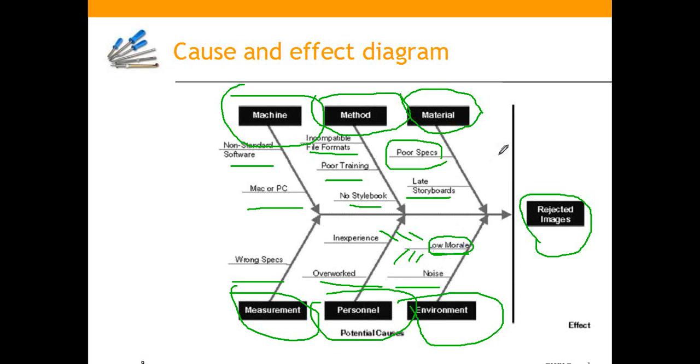So root cause analysis, the cause and effect diagram or Ishikawa diagram or fishbone diagram, is primarily used to identify the probable causes that are leading to this particular effect. In this particular example, it is rejected images. So this is a great tool for analyzing past outcomes.